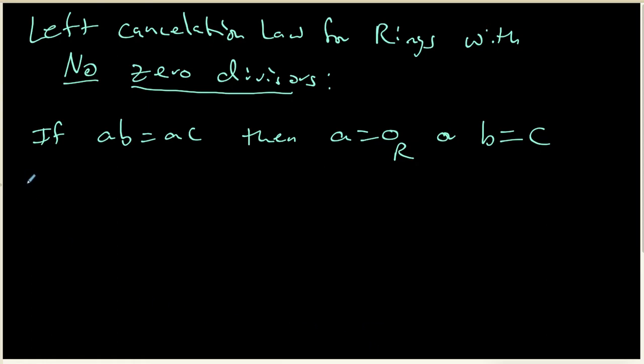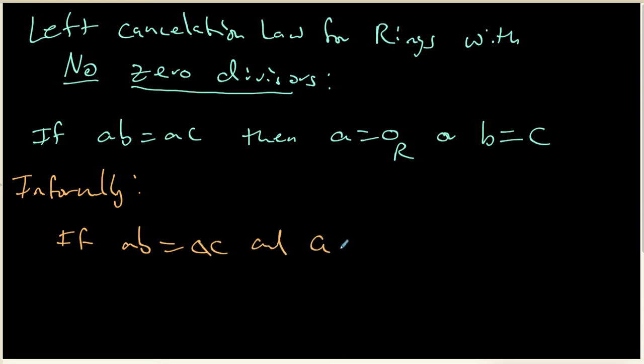In other words, what we can basically do informally, we can say, okay, if we know this, and we know that A is not equal to 0, we can informally cancel those two A's and conclude that B and C are the same thing.